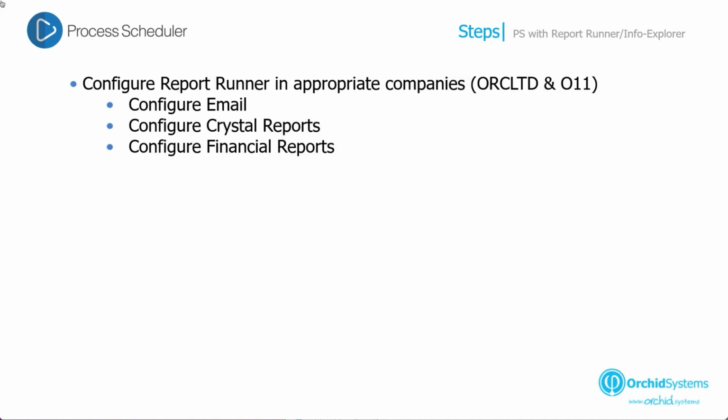We're going to have a look at the steps of using Process Scheduler with Report Runner and Info Explorer. We're going to briefly have a look at the Report Runner configuration for Crystal reports and financial reports in the two companies that we're going to schedule the reports for. And we also need to configure the Info Explorer cubes for the companies that we want the cubes to run in.